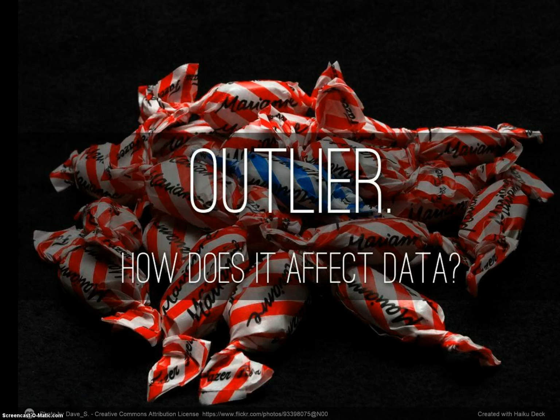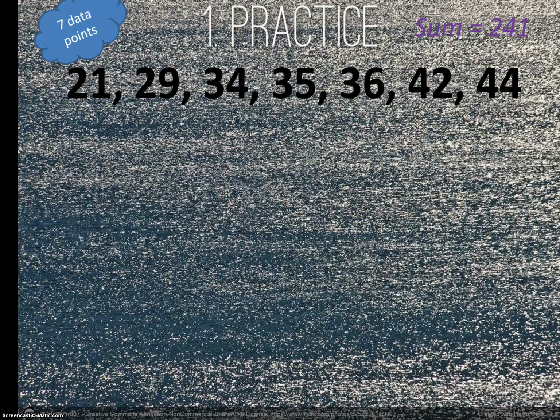So like in this picture, which one's the outlier? It's the one with the blue and white wrapper. So outliers skew the data. Skew means it affects it and it makes the data different. So if you have an outlier, the mean will not be the best choice of central tendency. It will be the median. So let's get started with some practice.